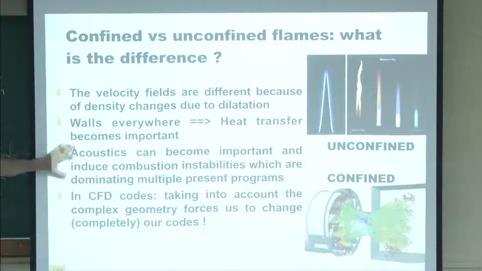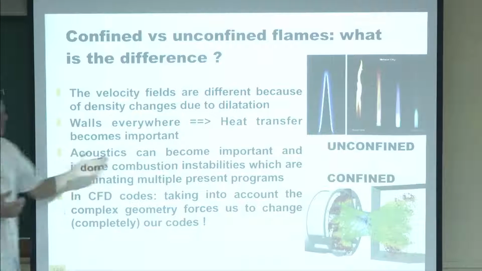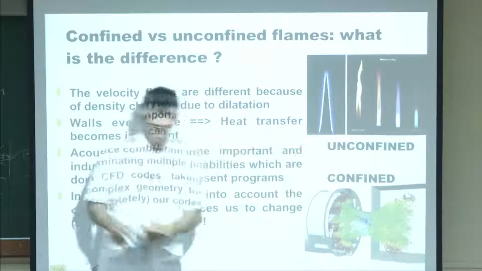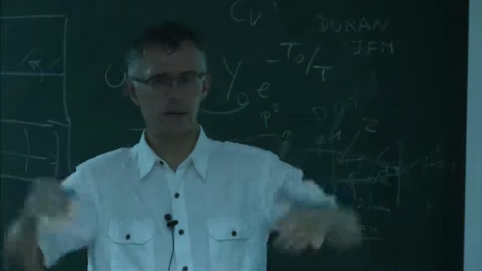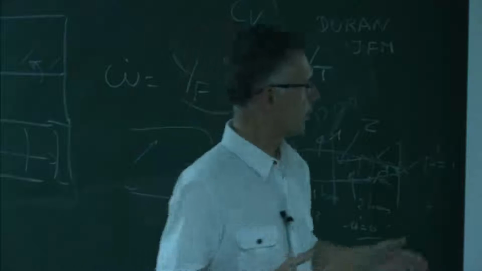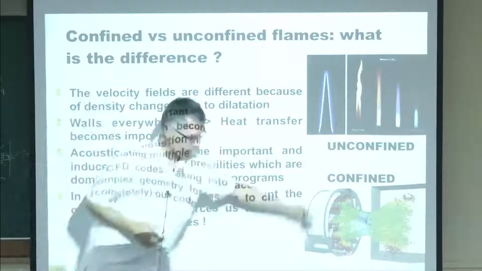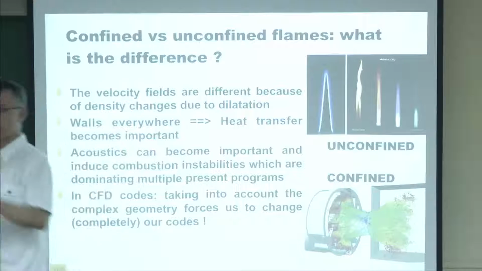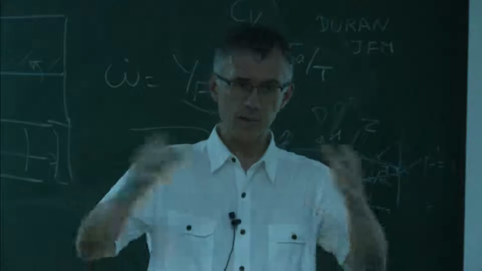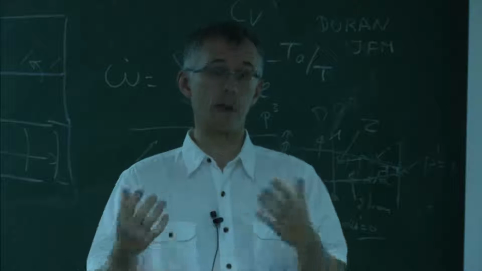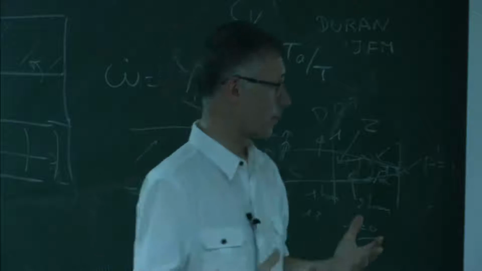There's a second problem, which is acoustics. If you have a flame here, which is unconfined, it's going to make a little bit of noise. The noise will go away, and that's it. If you have a flame in a closed domain, then the waves can do what I've shown you this morning: combustion instabilities. They can bounce on the walls, come back, interact with the flame again, so we'll have combustion instabilities. So it's a major difference.